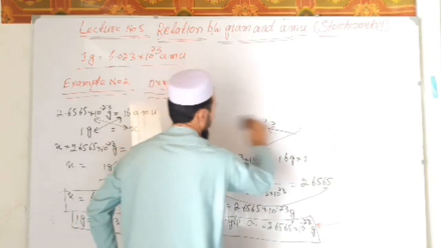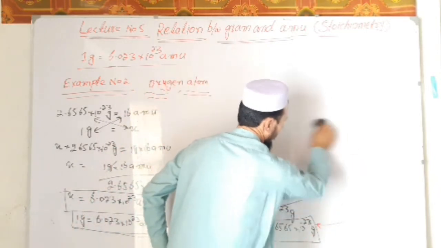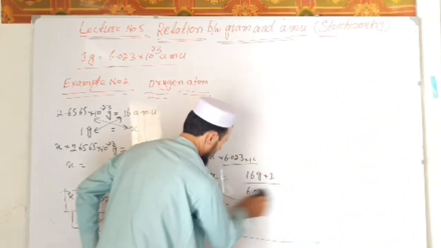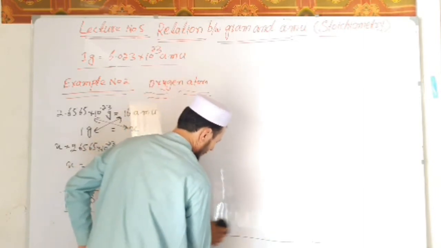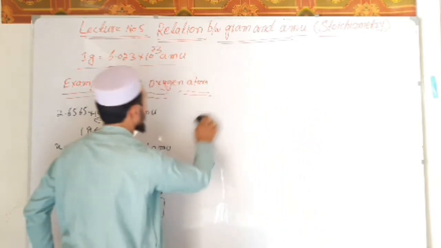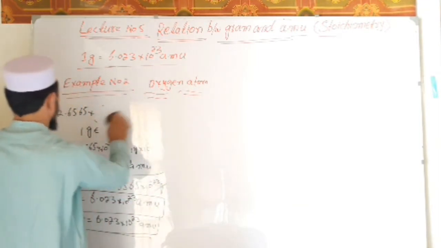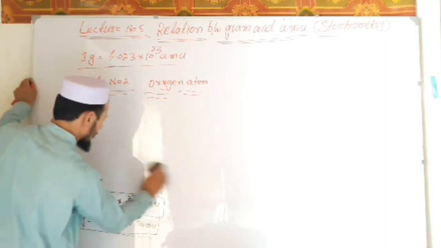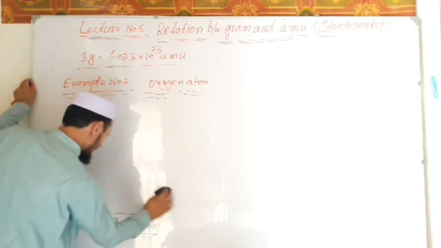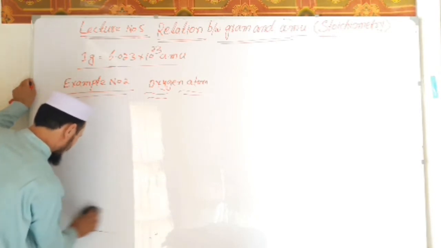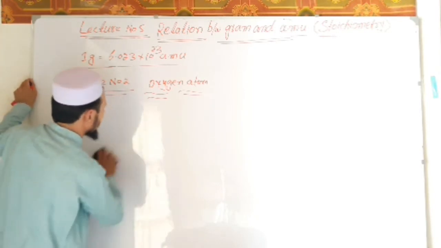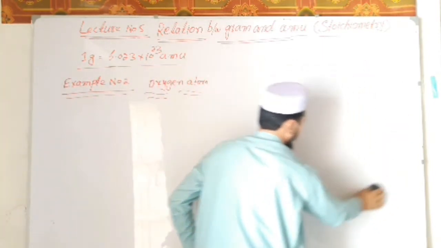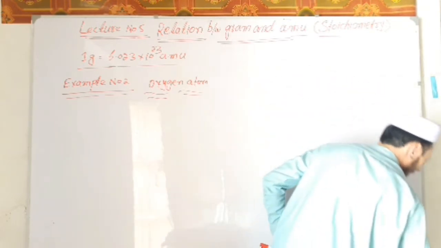Now dear students, we will calculate again the relationship between gram and a.m.u with the example of water molecule, so that you may understand how this relationship is derived. It can also be derived from sodium atom, it can also be derived from magnesium atom, it can also be derived from calcium atom. It can be derived from every atom and from every molecule and from every compound. You can derive this expression.